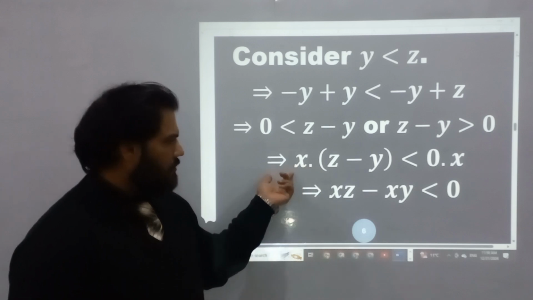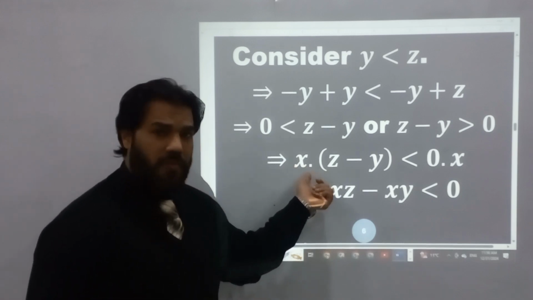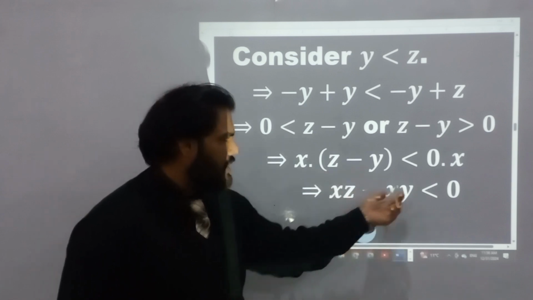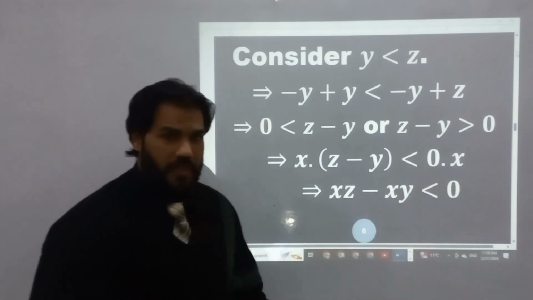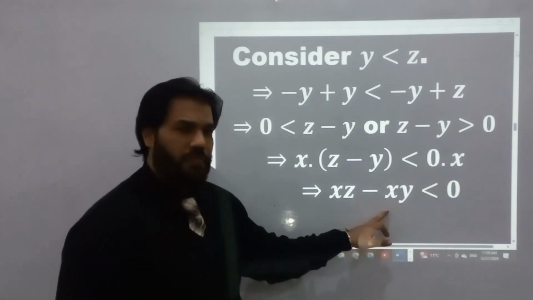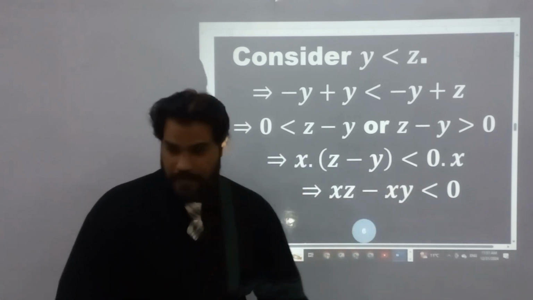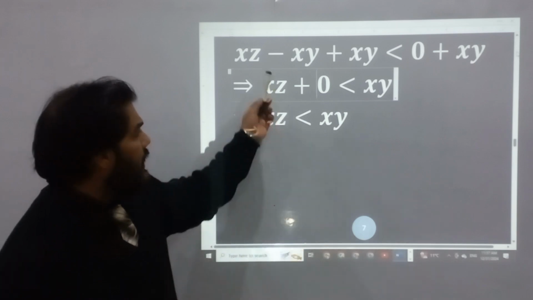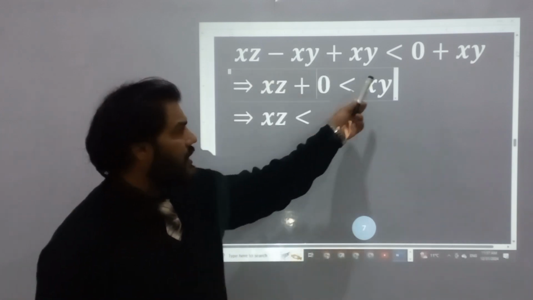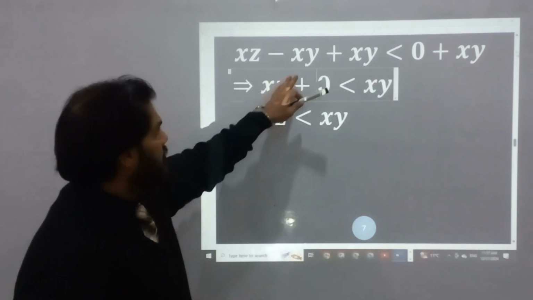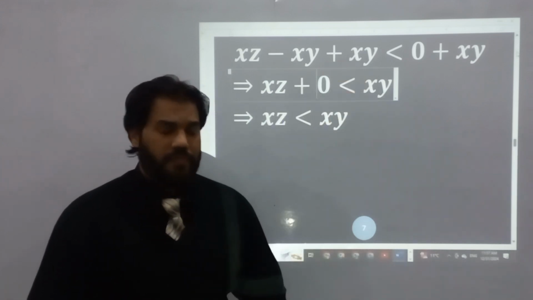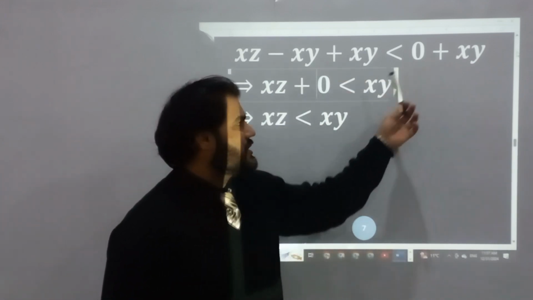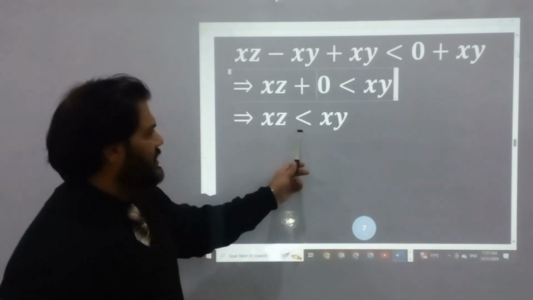On the left side, we use the distributive law of multiplication over subtraction. It can be written as xz minus xy, and 0 into x is equal to 0. Next, by adding the additive inverse of minus xy on both sides, we have xz minus xy plus xy less than 0 plus xy. Minus xy plus xy are additive inverses of each other, so this is equal to 0, and 0 plus xy is equal to xy. Hence xz is less than xy.